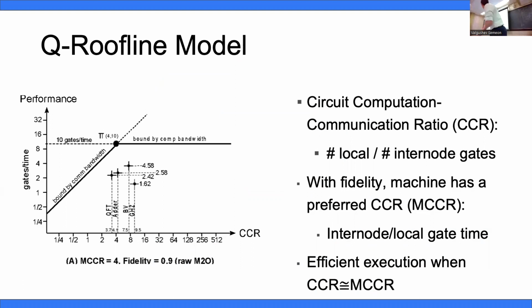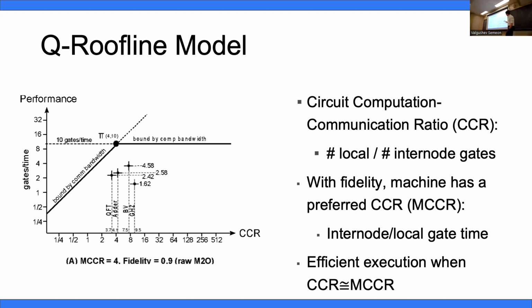So the right way to think about how a program likes to be run, let's start there. It's called the computation communication ratio. And it's literally, I have some quantum program, I want to execute it, and I tabulate how many local gates does it involve and how many internode gates does it involve. And I divide it. And I can then figure out what my hardware would like to do.